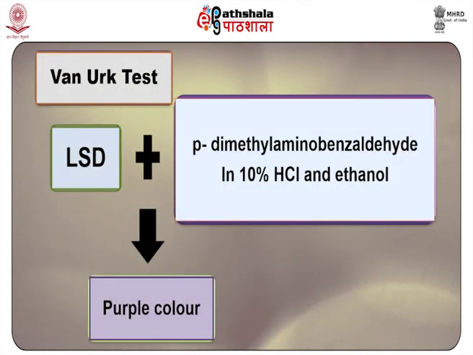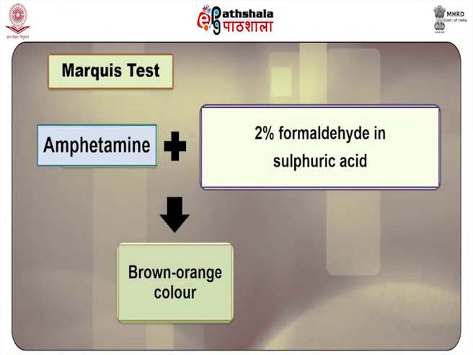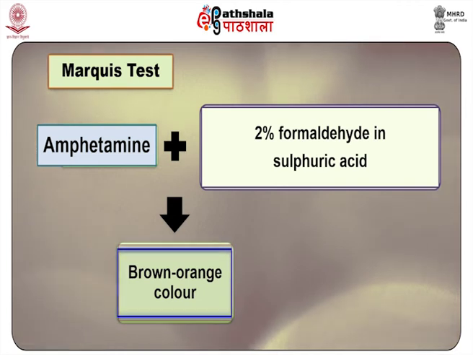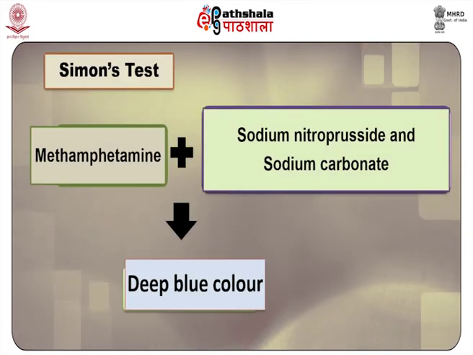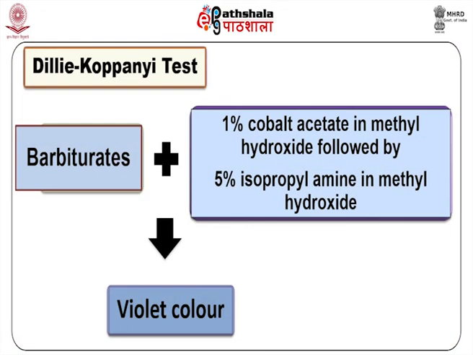The reagent Van Eyck is prepared from p-dimethylaminobenzaldehyde in 10% concentrated HCl and ethanol, and gives purple coloration in the presence of LSD. Marquis reagent, as we have already studied, gives brown orange color to show the presence of amphetamine, while it gives purple color with opium. Suman reagent gives deep blue coloration in the presence of amphetamine, while Dille-Koppanyi reagent is used to test the presence of barbiturates. It gives violet color indicating the presence of barbiturates.